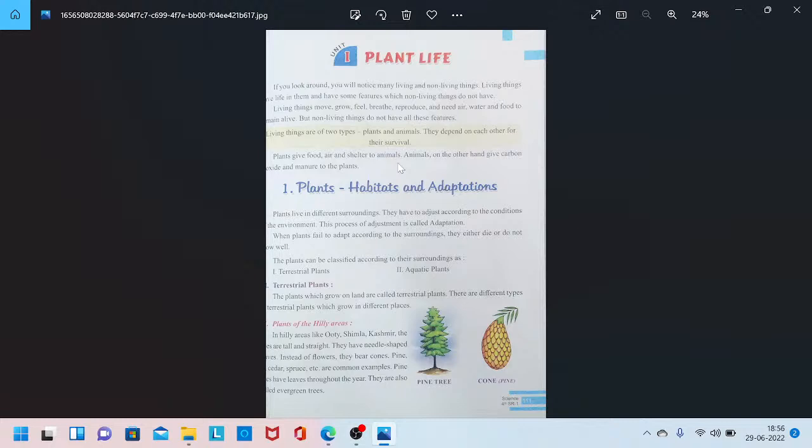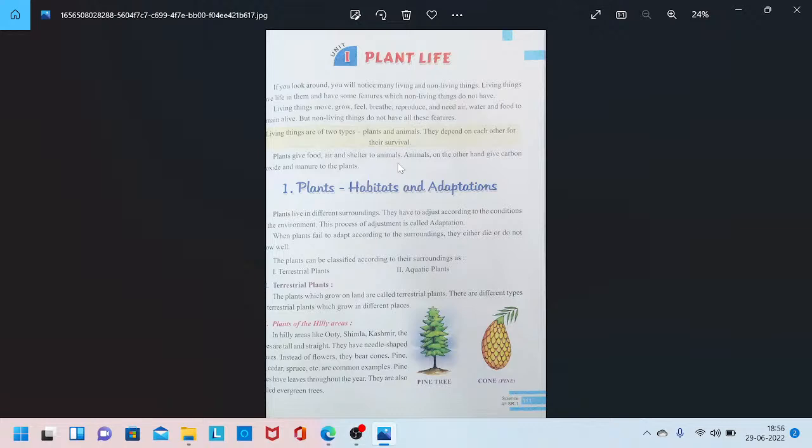Okay children, the plants which grow on the land are called terrestrial, and we have different kinds in this, like plants of hilly areas. Look at these hilly areas, like Ooty, Shimla, Kashmir. Ooty is a place, Shimla is a place, Kashmir is a place, right children? These trees are tall and straight. In these areas the plants are very tall and straight.